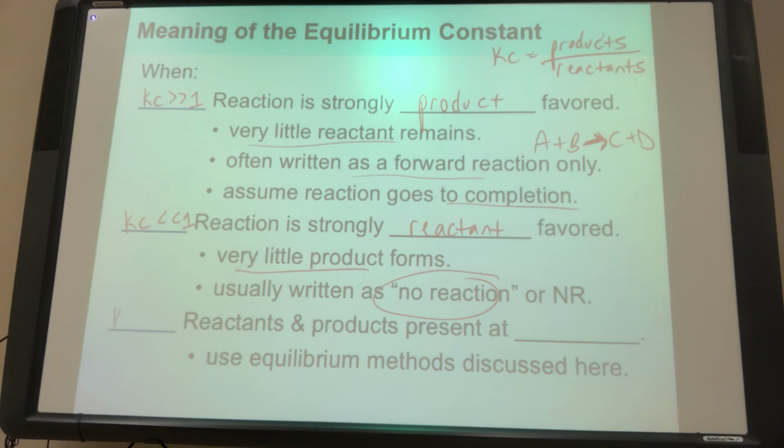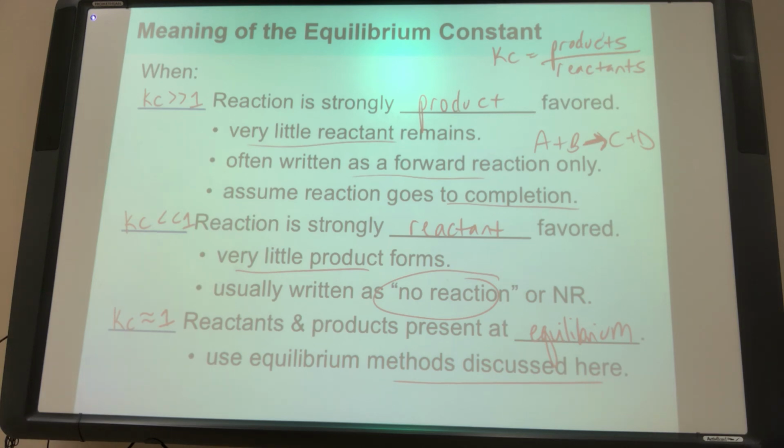The last situation is where KC is close to 1. It doesn't have to be exactly 1, but it's pretty close to 1. So this is where my reactants and my products are going to be at equilibrium. And this is what we're talking about in this chapter.